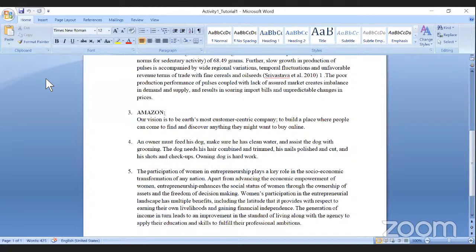Participation of women in entrepreneurship plays a key role in the socioeconomic transformation. Okay, that's a statement they have made. Now, what happens in the next? Apart from advancing the economic empowerment of women, it's talking again about entrepreneurship. It's giving more details about the entrepreneurship that they already mentioned. They explain the how of it. Yeah, they're giving more details about how to do it.